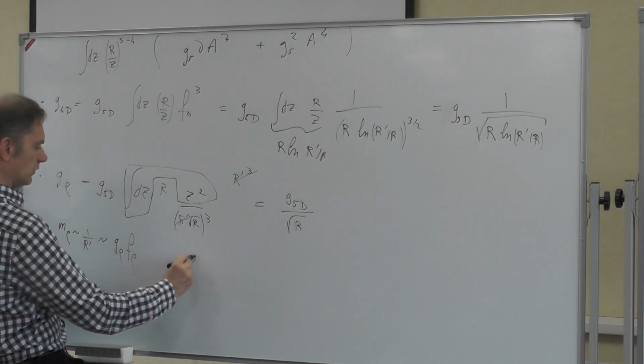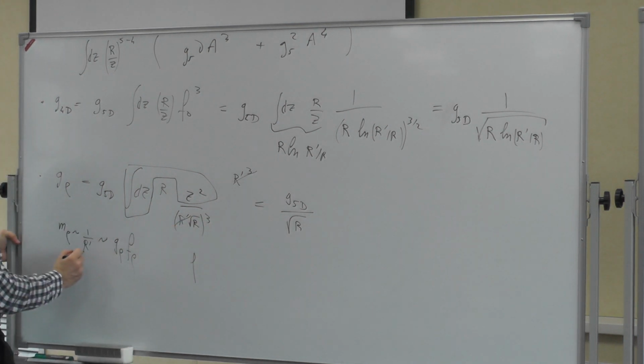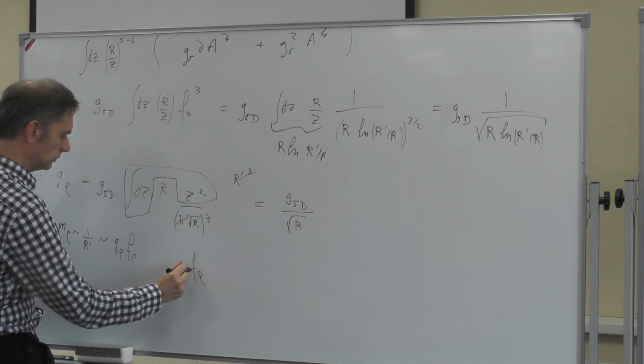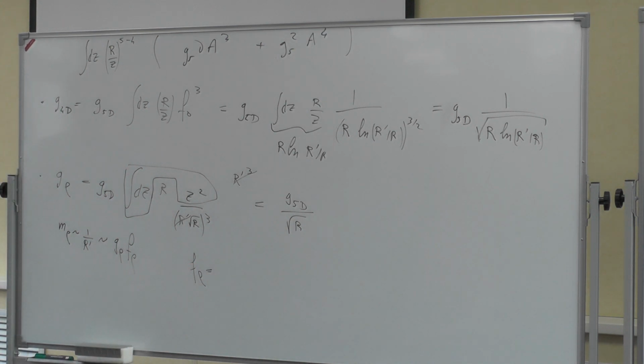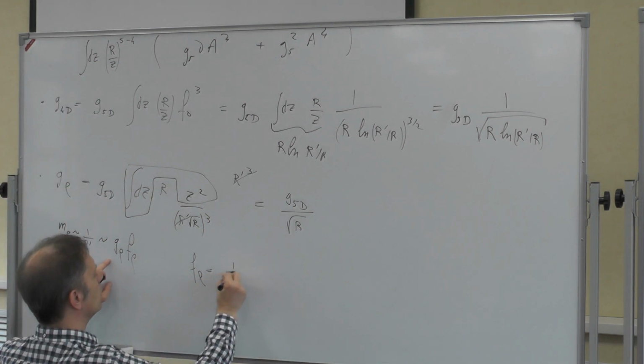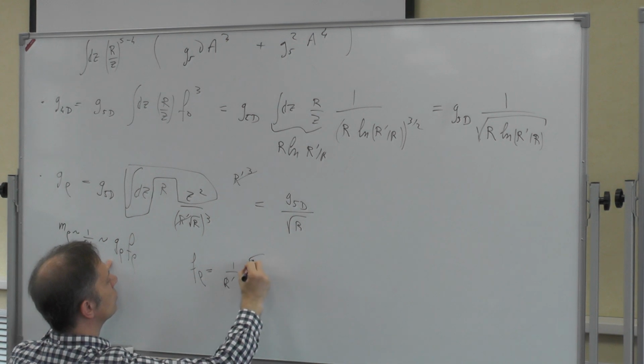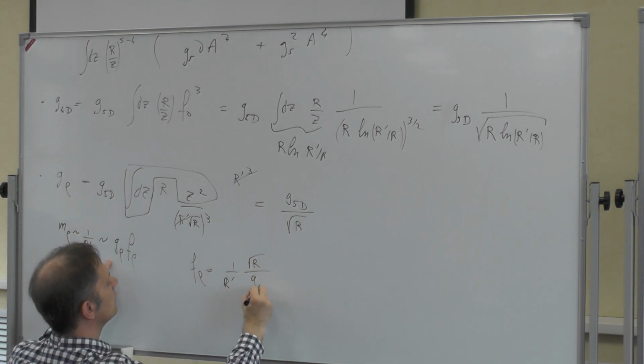That f rho in this case, so you know g rho, you know m rho, so you conclude that f rho is equal to 1 over r prime, square root of r divided by g5.